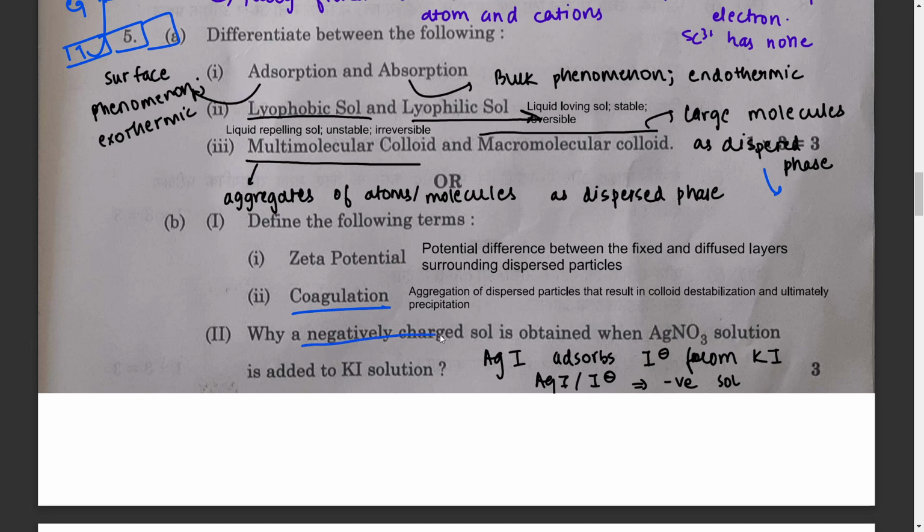Why is a negatively charged sol obtained when AgNO3 solution is added to KI solution? So when AgNO3 and KI react, they form AgI, and AgI is a precipitate. It is a yellow precipitate, and the theory here is that precipitates adsorb the common ion they have from the solution. So the one ion they have in common is I minus. So I minus is adsorbed on AgI. So that forms a negative sol.